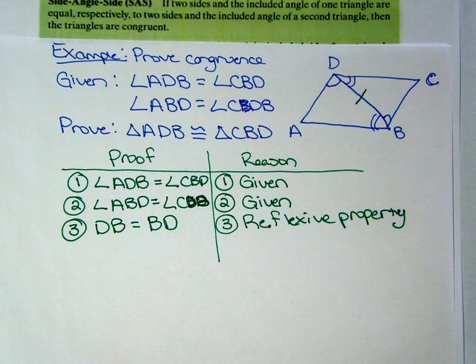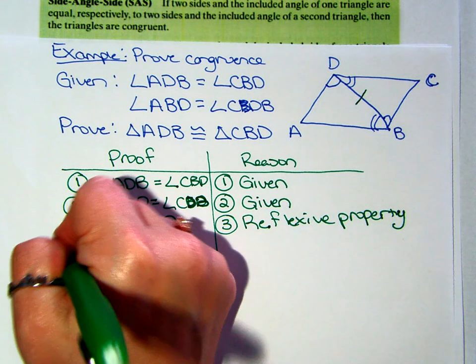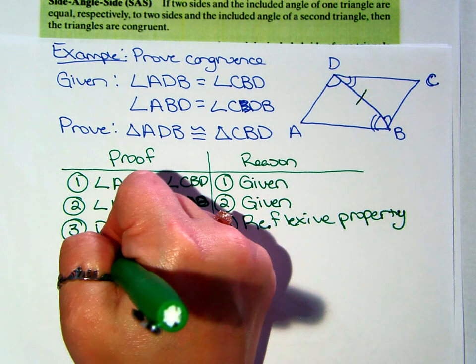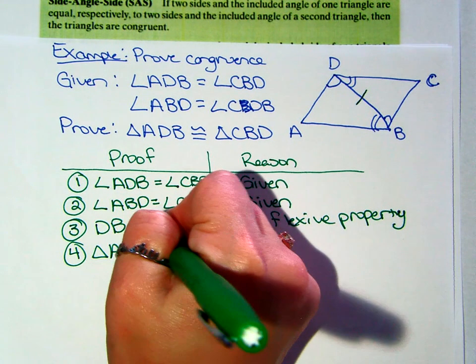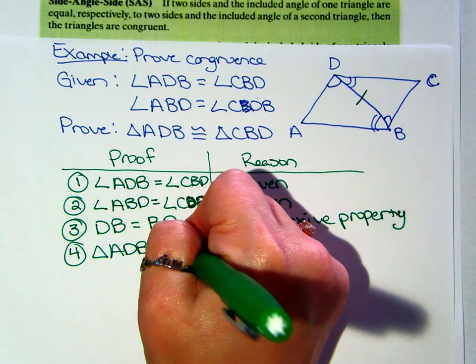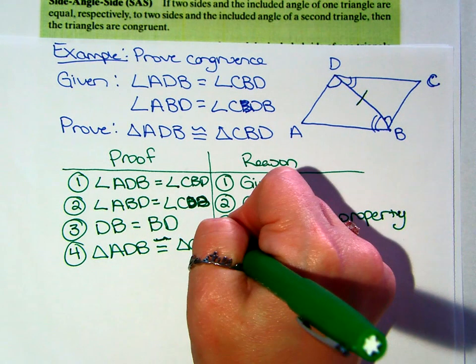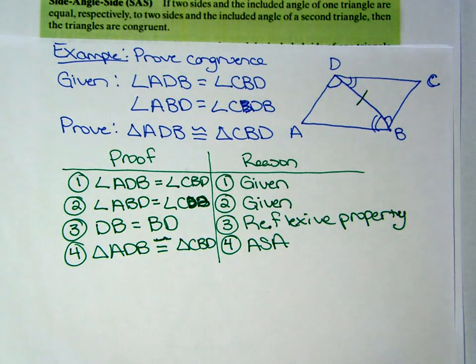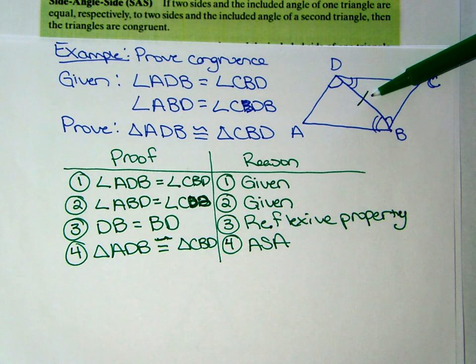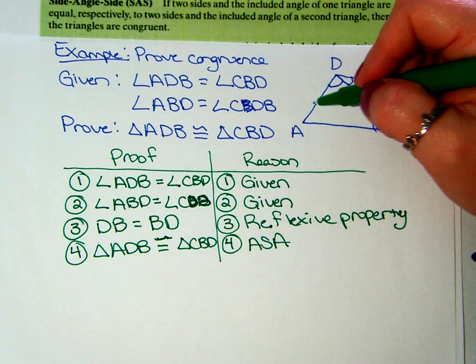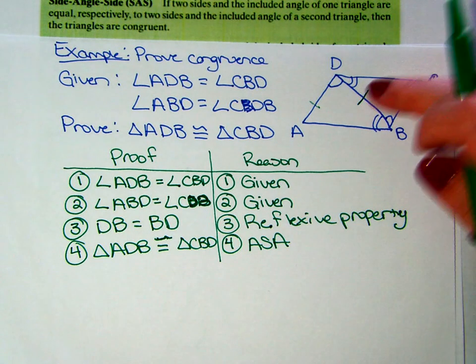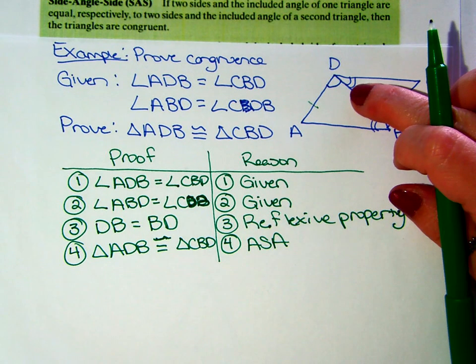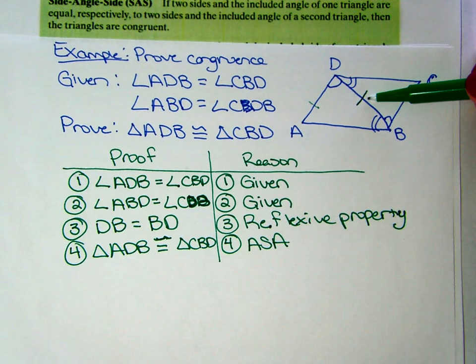With that one statement, though, we have officially proven that triangle ADB is congruent to triangle CBD. Why? Because we have angle, side, angle. Do note that the side had to be the side between the angles. I couldn't say that this side out here worked because then it's not a shared side and it wouldn't prove congruency. It had to be the side in between my two angles.